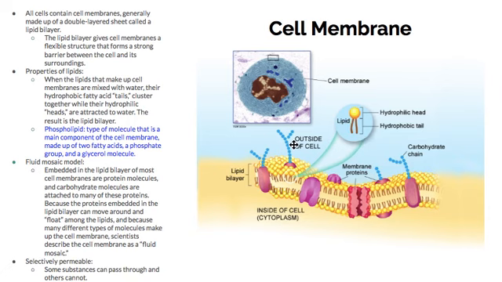Next we have the fluid mosaic model. Embedded in the lipid bilayer of most cell membranes are protein molecules. Attached to many of these protein molecules are carbohydrates. Because the proteins embedded in the lipid bilayer can move around and float among the lipids, and because many different types of molecules make up the cell membrane, scientists describe this as a fluid mosaic. And remember, the cell membrane is selectively permeable, meaning it lets some things in and keeps other things out.